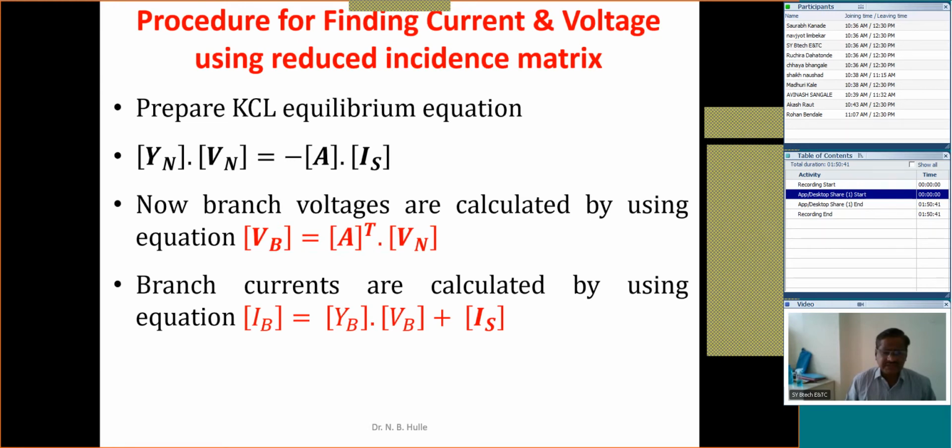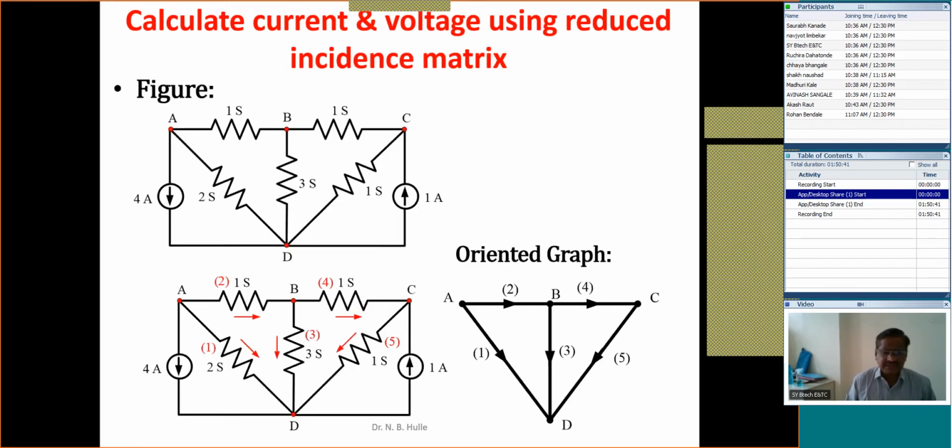Now I will start the discussion with the given problem. Look at this problem carefully. This is the given figure. In this particular case, the values are 1 S, 1 S, 2 S, 3 S, 1 S.